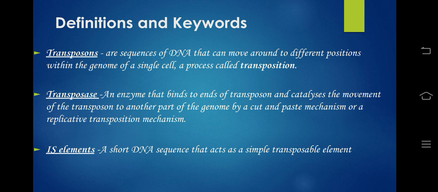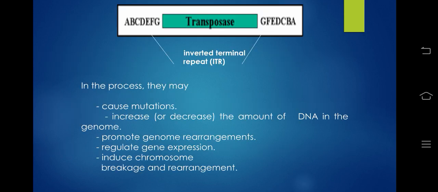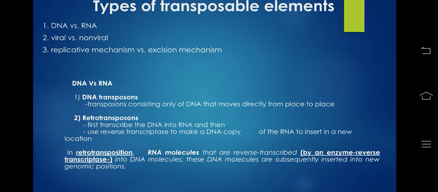IS elements: a short DNA sequence that acts as a simple transposable element. Then transposase, inverted terminal repeat. In the process, they may cause mutations, increase or decrease the amount of DNA in the genome, promote genome rearrangements, regulate gene expression, and induce chromosome breakage and rearrangement.